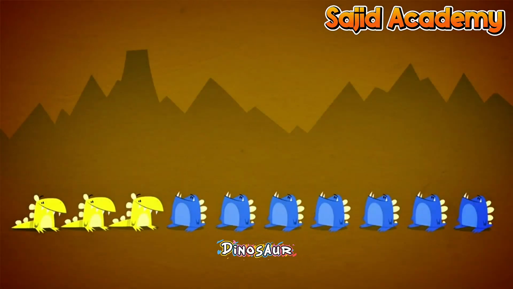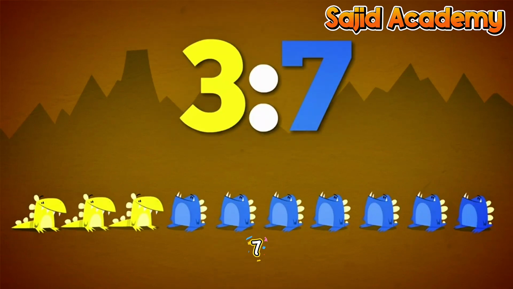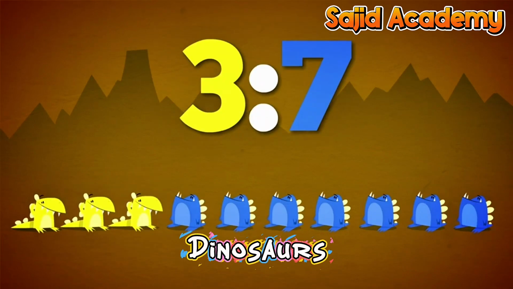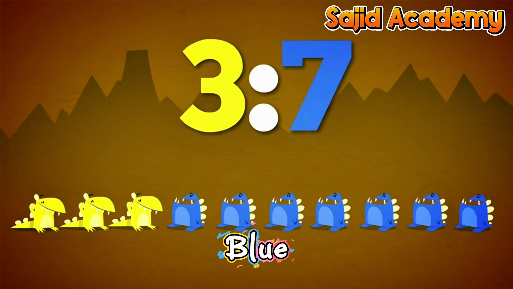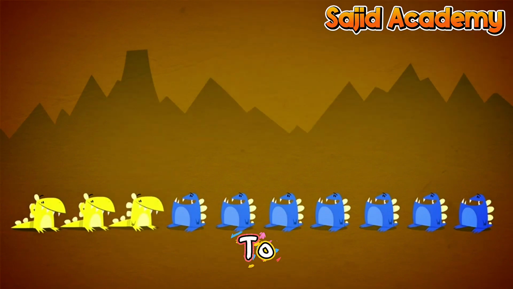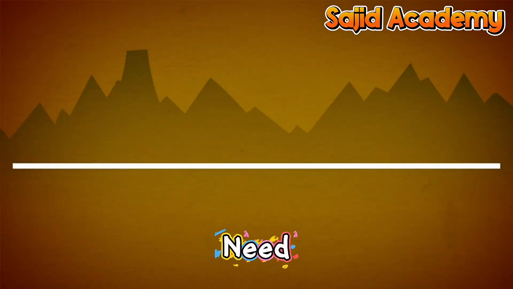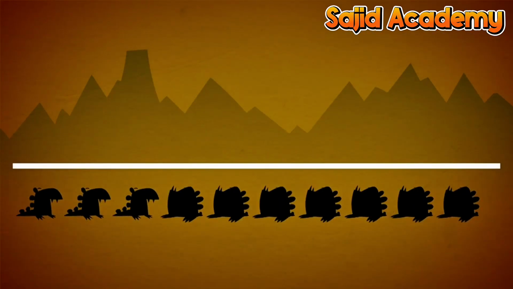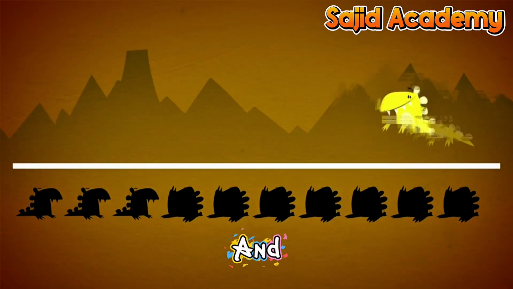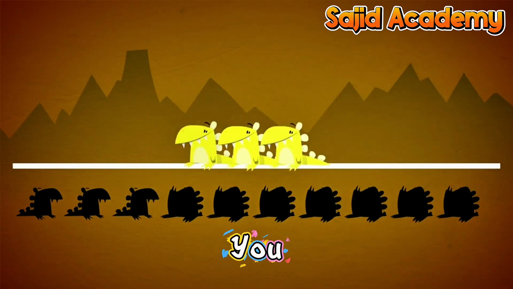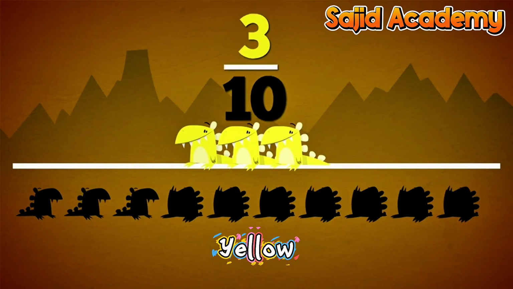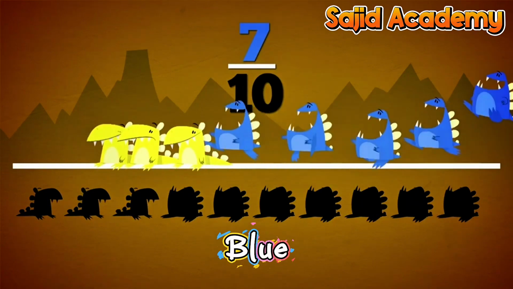OK, to make a green dinosaur, we use a ratio of 3 to 7. That's 3 yellow dinosaurs for every 7 blue. Smashing. To help think about this as a fraction, we need to take a look at them all together. There's 10 dinosaurs and 3 of them are yellow, so you can say that 3 out of 10 are yellow, and 7 out of 10 are blue.